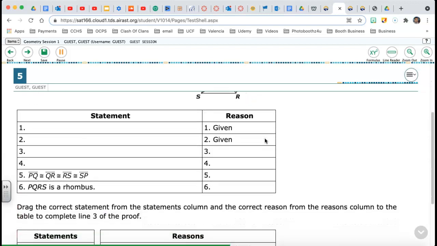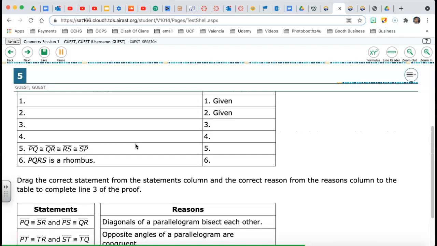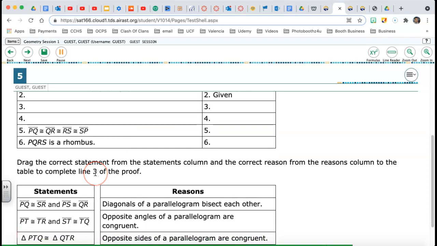Let's see what the informational questions are asking me. Drag the correct statement from the statements column and the correct reason from the reasons column to the table to complete line 3 of the proof. Oh, so it's only one line that we have to do. Guys, again, be careful with this. Proofs, make sure you read carefully what they're asking you. I thought they were asking me to do the whole proof, because there are too many lines and blanks in this. So they're asking me line 3.